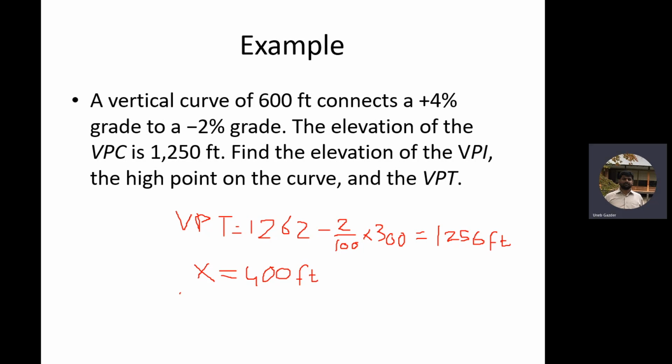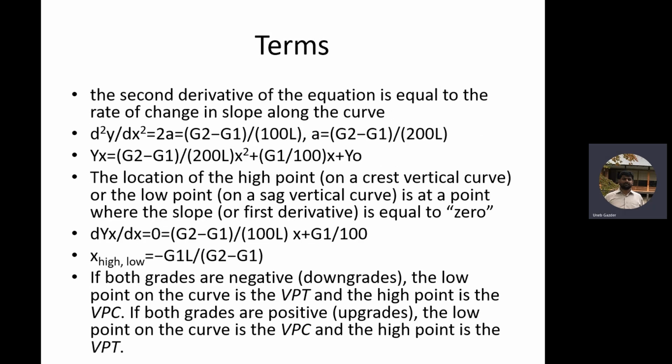Now how do I find the elevation of a point which is on the curve at a distance of 400 feet? We have the equation for the parabolic curve, right? This one, yx equals this expression. So yx is the elevation of any point which is at a distance of x. In this case, x is 400. So you put x as 400 feet. You know L, which is 600, and G1 and G2, 4 and minus 2. It gives you the value of elevation directly. How much is it? Y means elevation. You want elevation, right? Calculate.